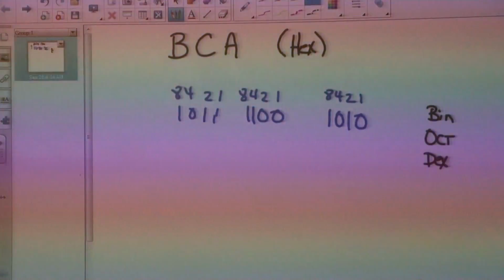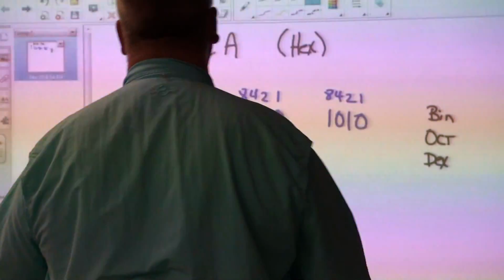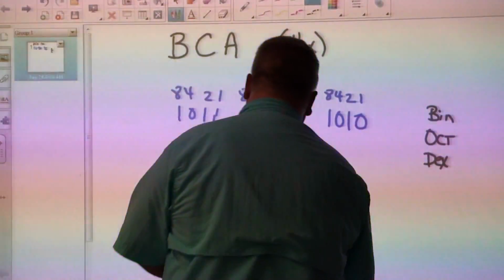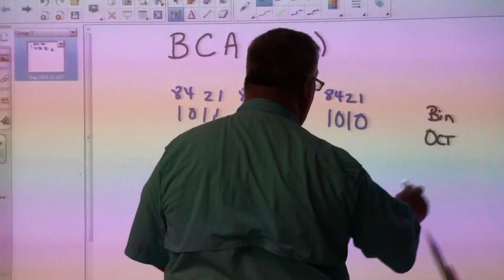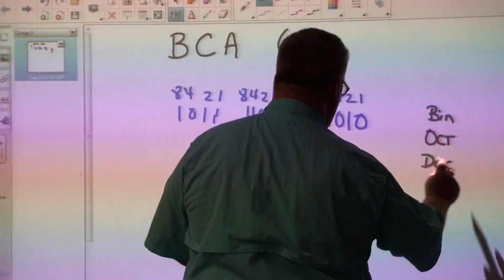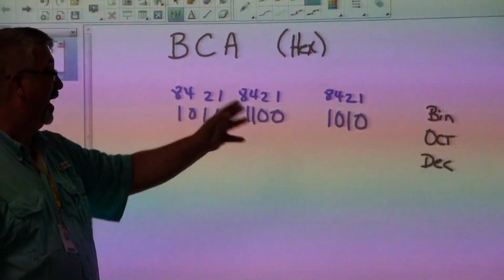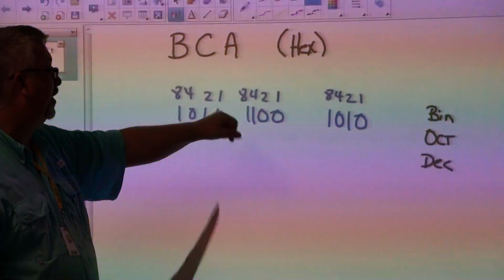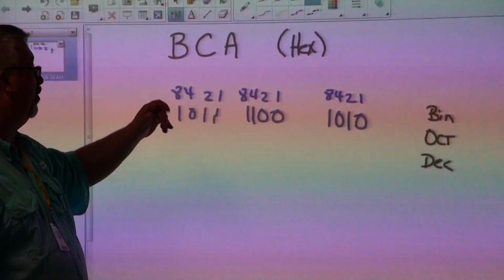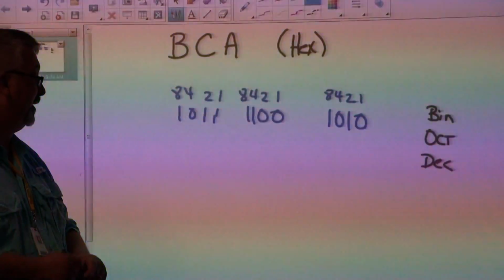Okay, so we took BCA, which is in hex, and we're trying to find binary, octal, and decimal. Let's write that properly. Basically all we did was take the A, converted it to binary, 1010, which is 10, 1100, which is 12, and 1011, which is 11. So that gives us BCA.